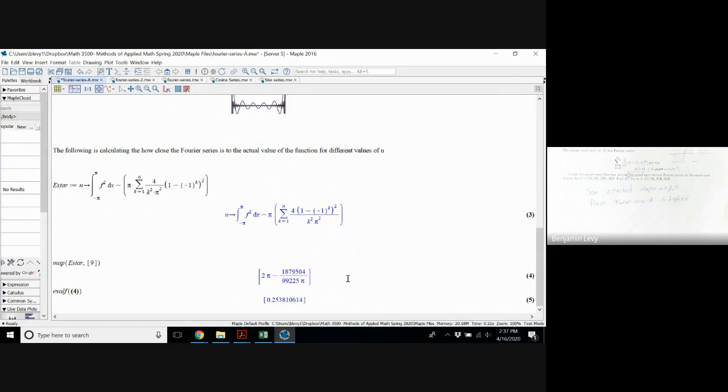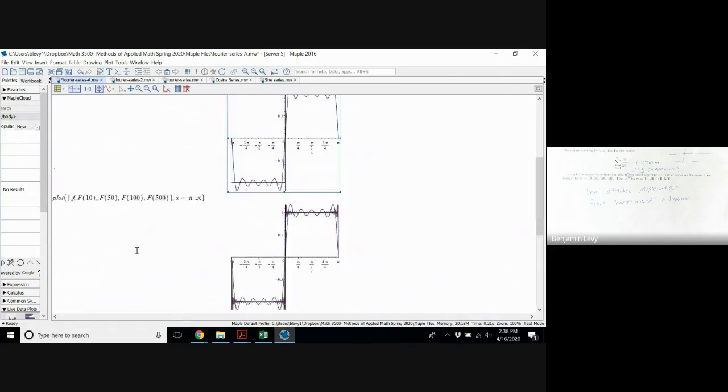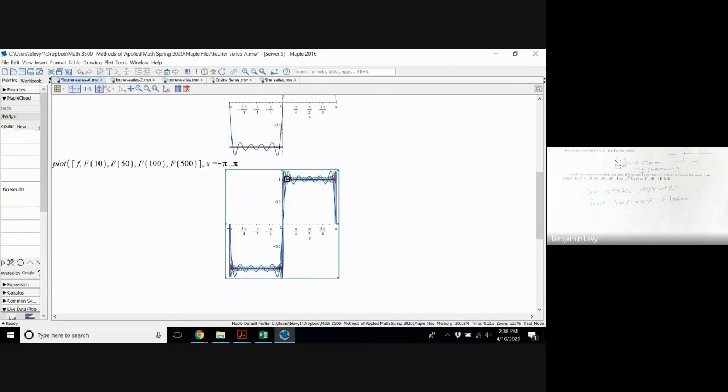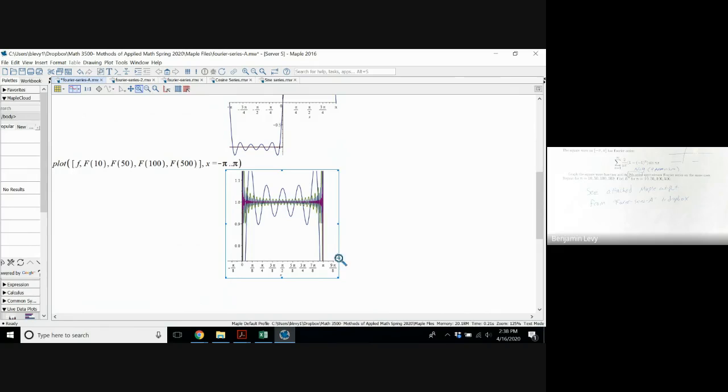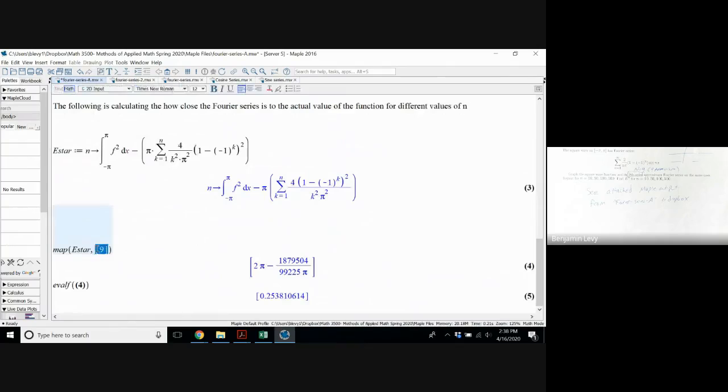Then it's asking us to repeat it for n equals 10, 50, 100, 500, etc. You can plot those by doing this. You can see that the more n's you have, the better it gets. Let me zoom in right there. If we zoom in, you can see that the bigger n gets, the closer the approximation. Then you can measure the approximation down here by plugging in those values, 10, 50, 100, 500, into this n. We're going to approximate those different errors.